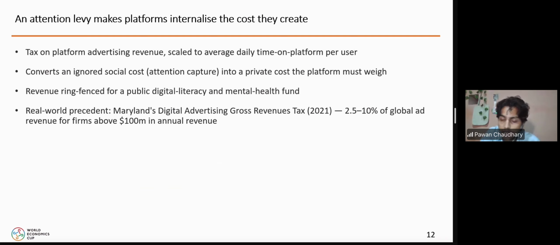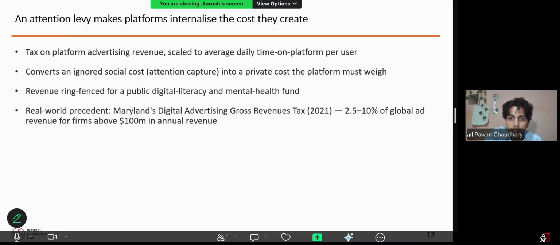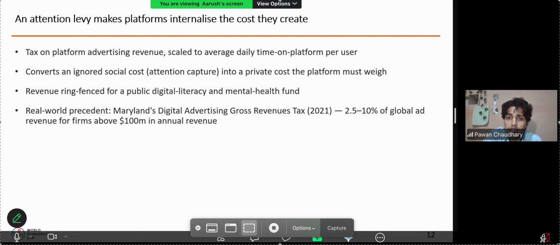Our second proposal is an attention levy, a tax on platform ad revenue scaled to average daily time on the platform. Right now, platforms bear none of the cost; they capture the harm entirely external. This levy makes it internal. Tune your algorithm for more engagement, pay more tax. Revenue is directed toward digital literacy and mental health funding. And this is not hypothetical. Maryland has run a version of this since 2021, taxing global ad revenue at 2.5% to 10% for large platforms. And this levy changes the incentive to speed up the market.